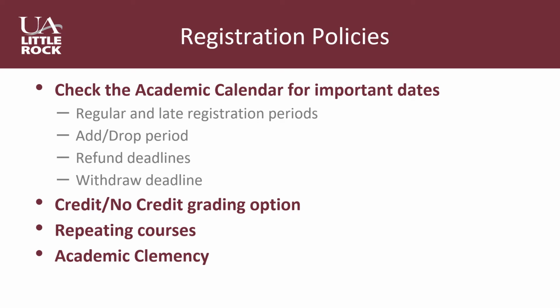Academic clemency is a policy that could benefit students who have a rough academic semester, take at least 2 years away from school, and then return. If you find yourself in this situation, talk to your advisor about academic clemency.